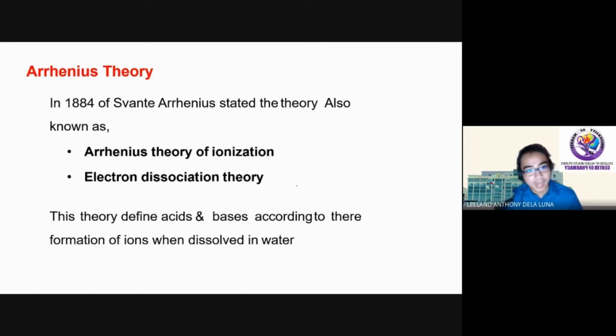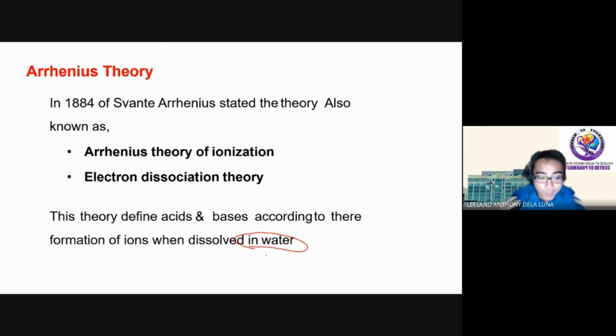Now, as for the Arrhenius theory naman, class, in 1884, okay, they stated the Arrhenius theory, wherein this theory defines the acids and bases according to their formation of ions when dissolved in water. Now, class, again, ang principle ni Arrhenius is that it always involves the reaction of an acid and a base in water. Okay, kasi you'll find out, class, that's one of the limitations of this type of theory. Kasi ang explanation niya lang will always involve putting an acid in water or putting a base in water. Kasi generally, class, ang assumption of this theory is that whenever an acid or a base is exposed to water, right, it starts to dissociate into its ions.